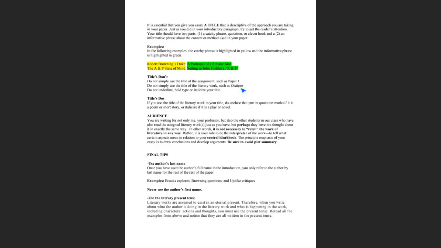At the bottom of this document, you'll see some other tips about using the author's last name, literary present tense. You want to read over that carefully and things of that nature. One of the other things that you'll want to do in your papers as well is use quotations, but we'll go over quotations in another document.